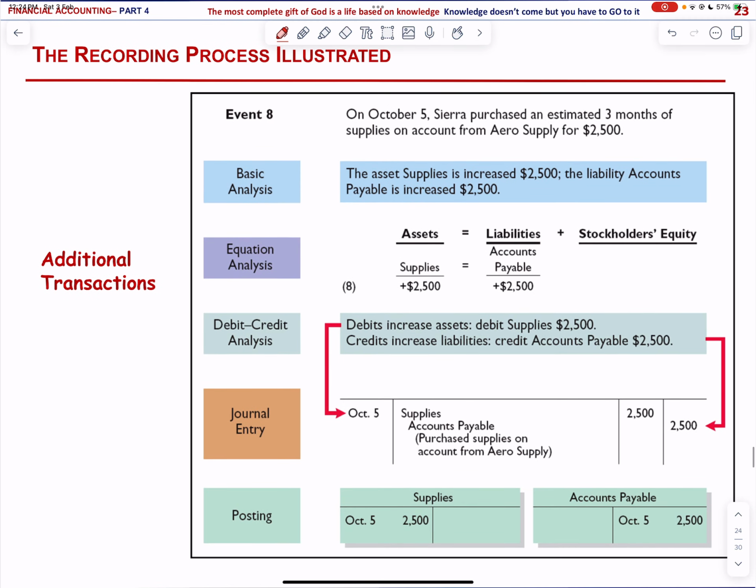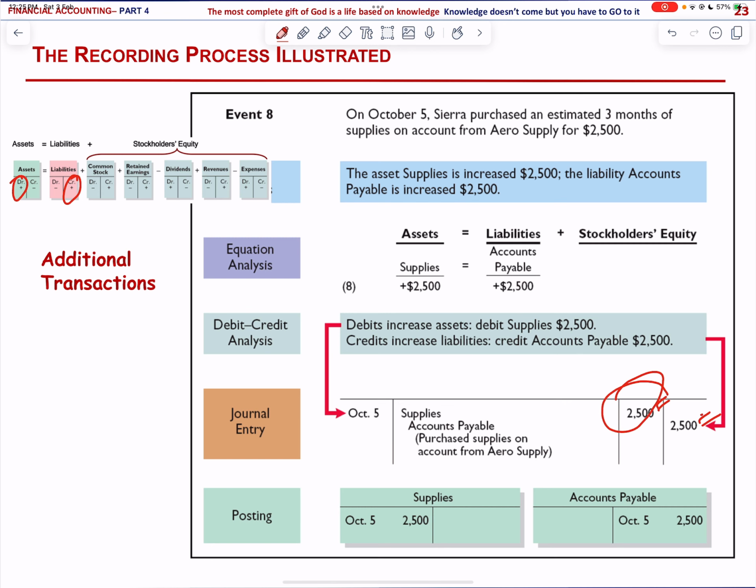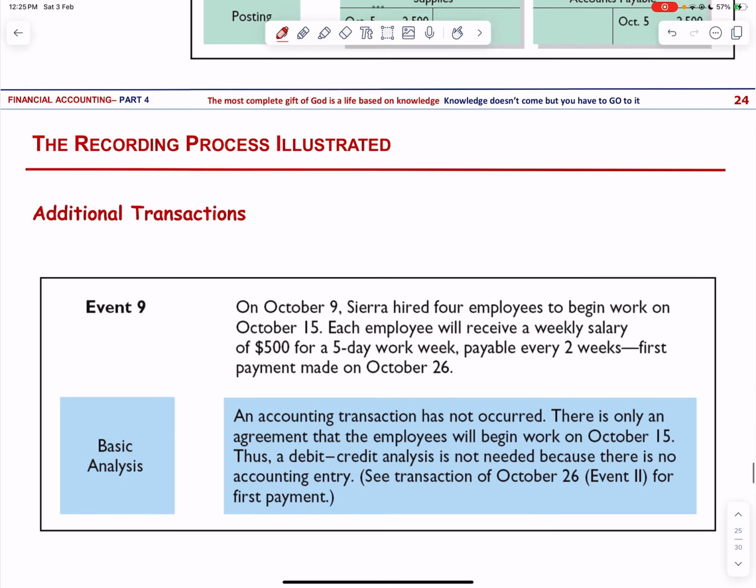Then on October 5, Sarah purchased an estimated 3 months of supplies on account from Aero Supplies for 2,500. So supplies is an asset. We have already explained in the previous video. Asset is increasing and that is going to be debit. Our liabilities are increasing and that is going to be credit. So increase in asset is debit, increase in liability is credit. And you can see that the total of debit is equal to the total of credit.